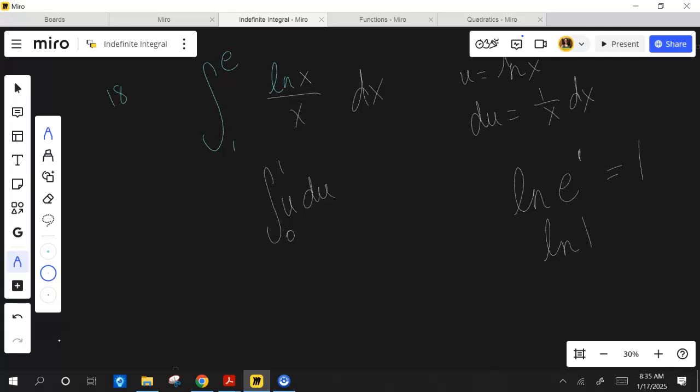Log and e cancel, it leaves you with 1. Log of anything is 1, e to what power is 1, it's got to be 0. One half u squared from 0 to 1.